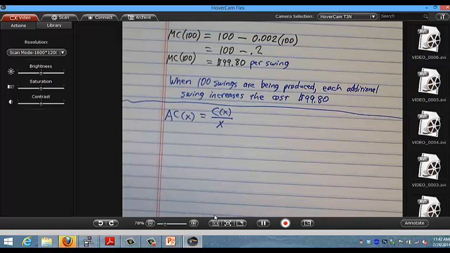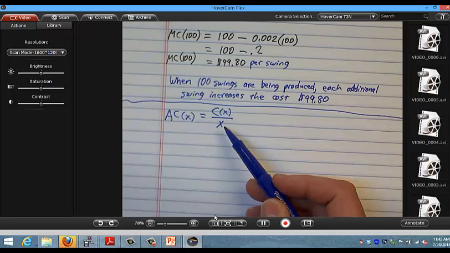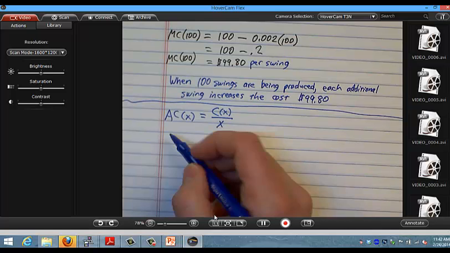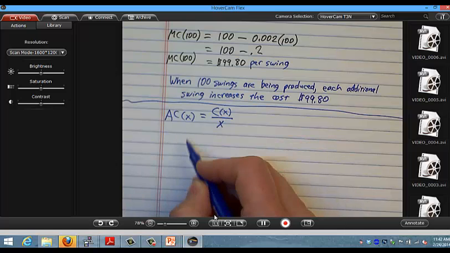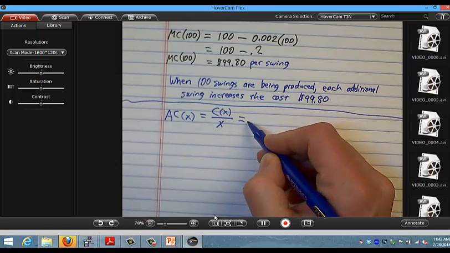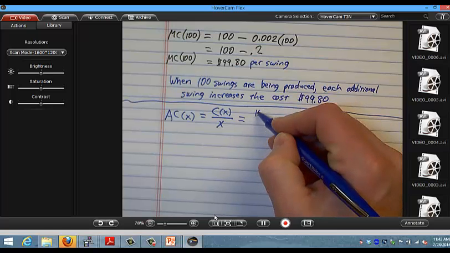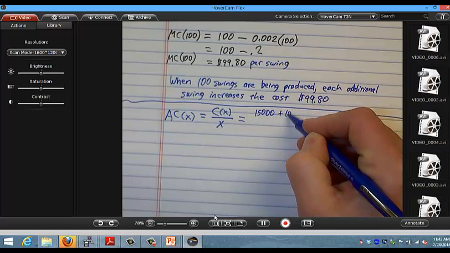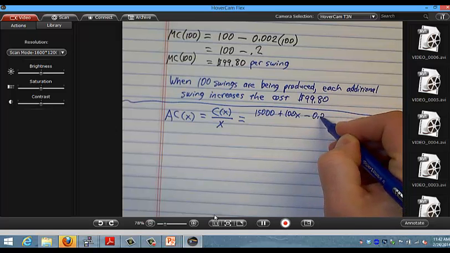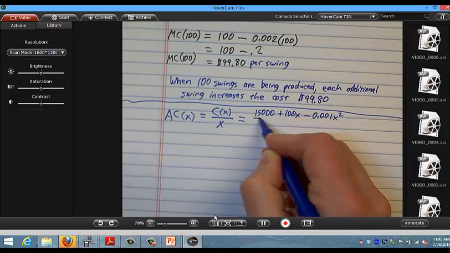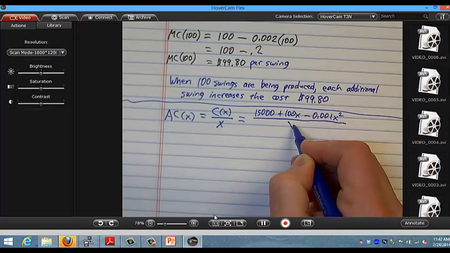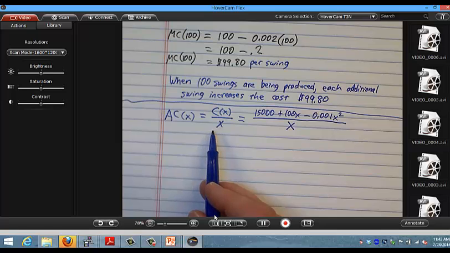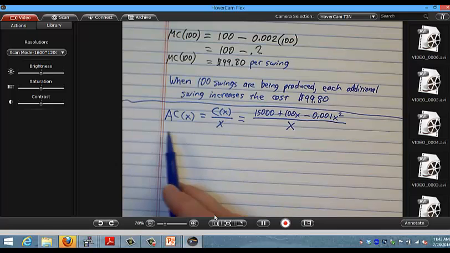There's two ways to do it. You could just use the cost function and then divide by the number. But actually, this is a separate function, because they asked me for average cost of x. So let's see how I do it. I take the cost function, 15,000 plus 100x minus 0.001x squared. And I divide all that by x, because you divide by the number of swings you produce. Does this make sense? So that's called the average cost function.